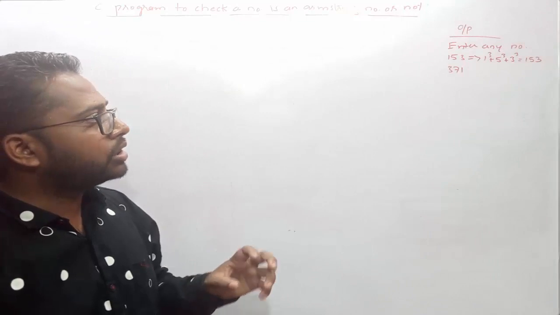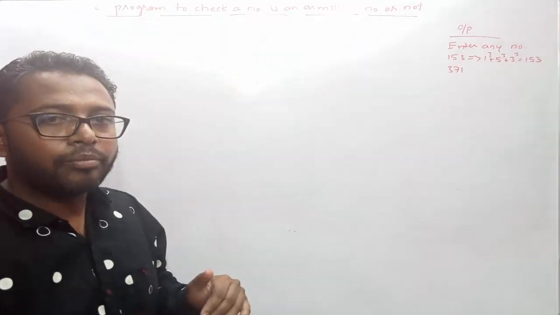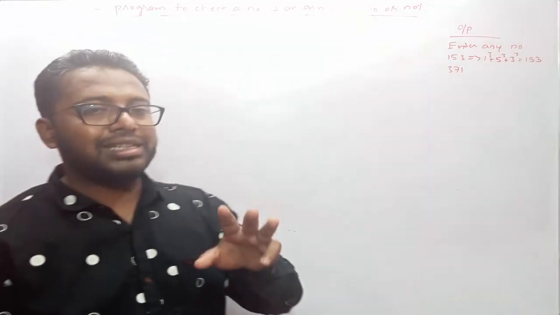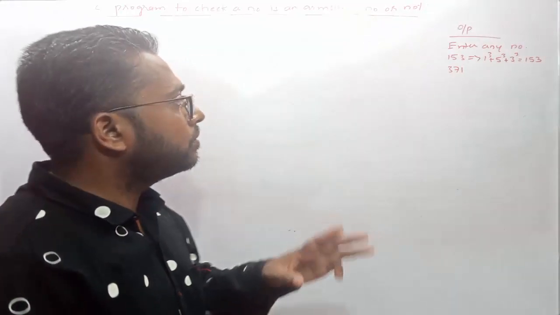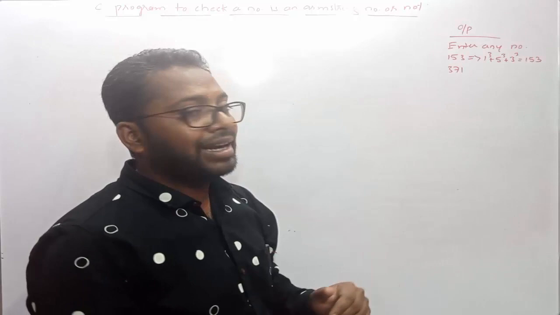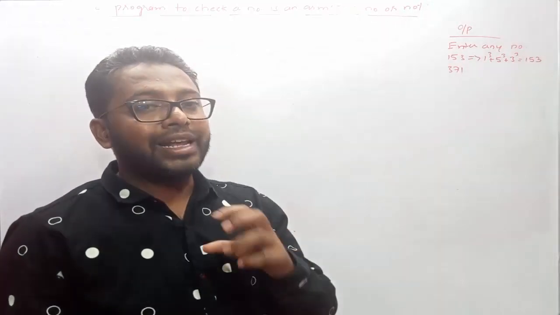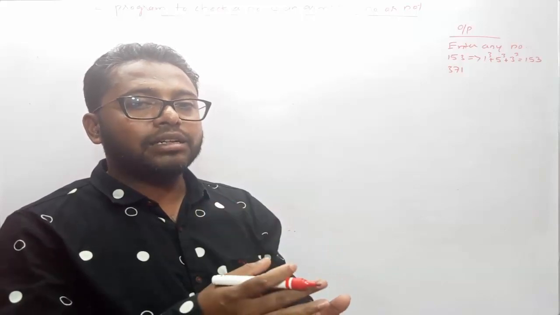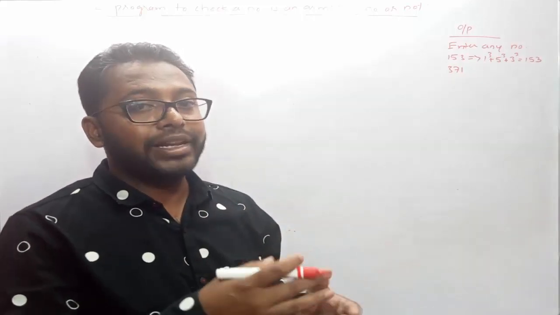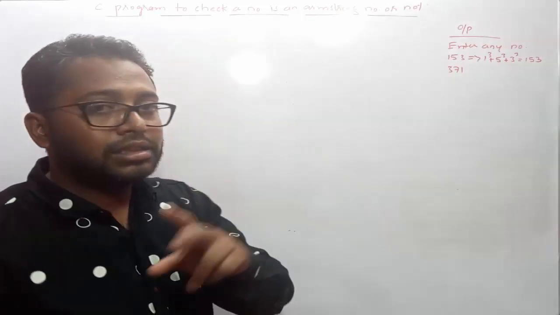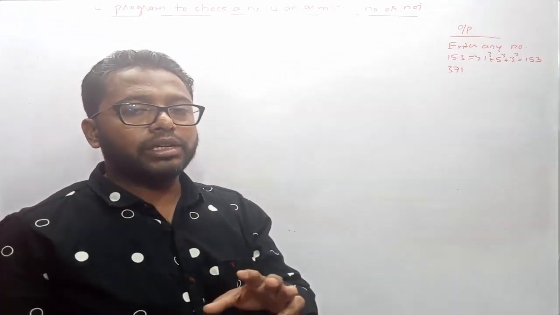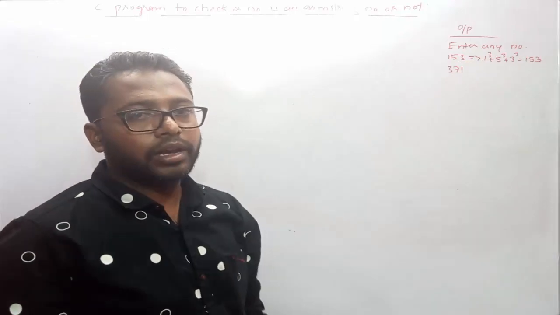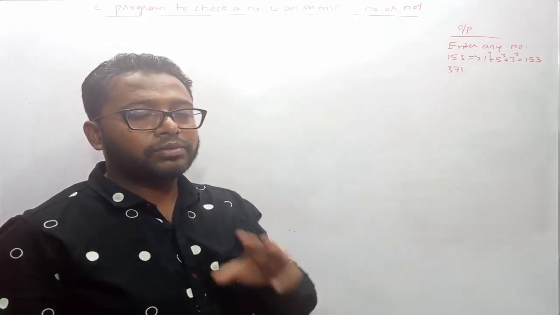So what should be the logic to achieve this output? We can get the output for this program by following three steps. First, we need to get the remainder of this number. Then we need to take the cube of that remainder and add it to some variable. That is the second step. Third step is to reduce that number from 153 to 15. So these are the three steps which we need to perform.